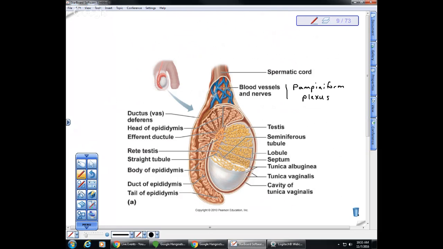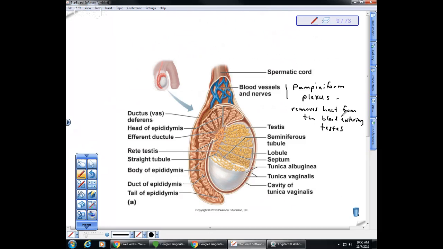And this is a group of vessels that actually help to regulate the temperature of the blood that is entering the testes. So this removes heat from the blood entering the testes.